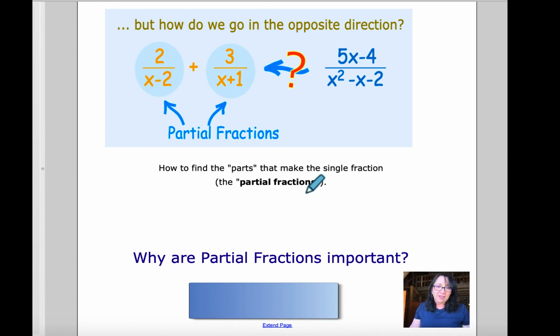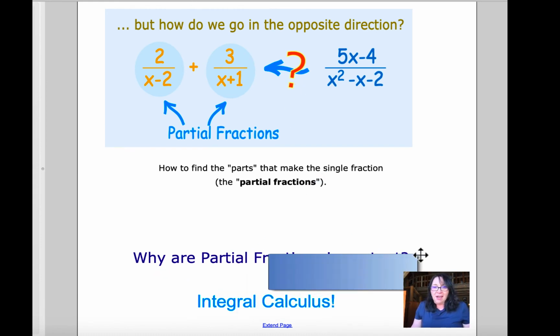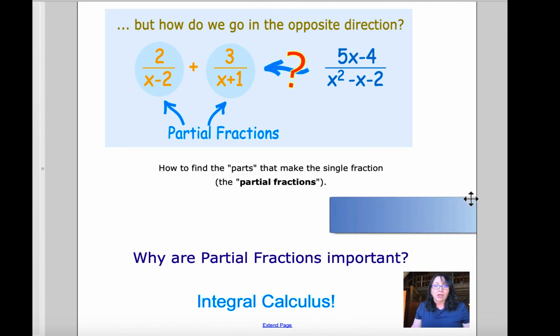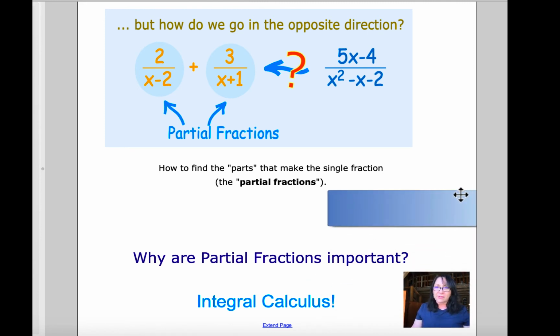So realistically, why are partial fractions important? Because you're going to use these a lot in integral calculus, which is a year or two down the road for some of you or next year for some others. But again, we have to be able to come up with the question given a solution. So there is a way to do that.